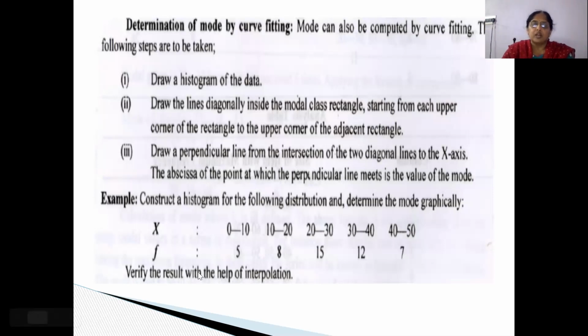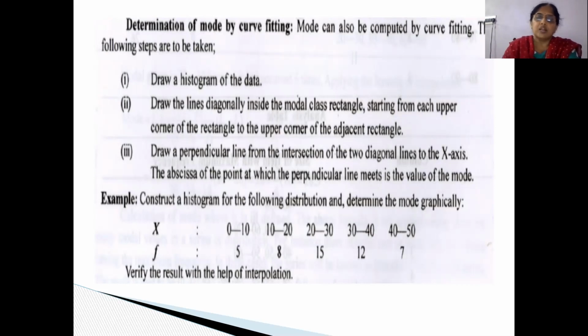If it says verify the result, how do we do it? By using the formula. So show it graphically, and also do the problem and verify it. The classes are 0 to 10, 10 to 20, 20 to 30, 30 to 40, 40 to 50. There is no inequality. All are equal class intervals. And they are exclusive also. No need to change to inclusive. No need to convert anything, everything is fine.